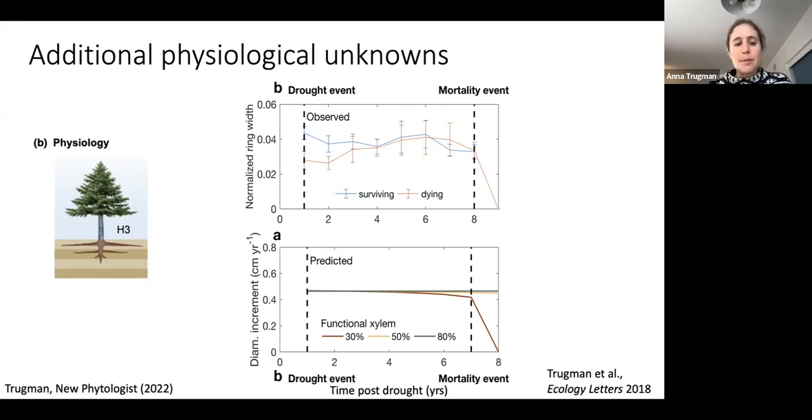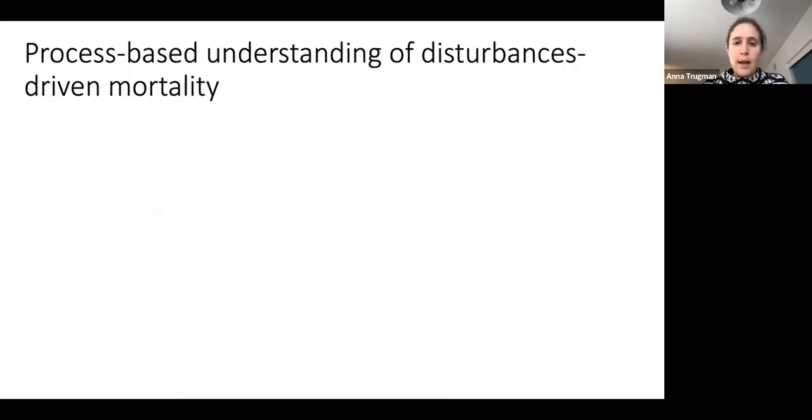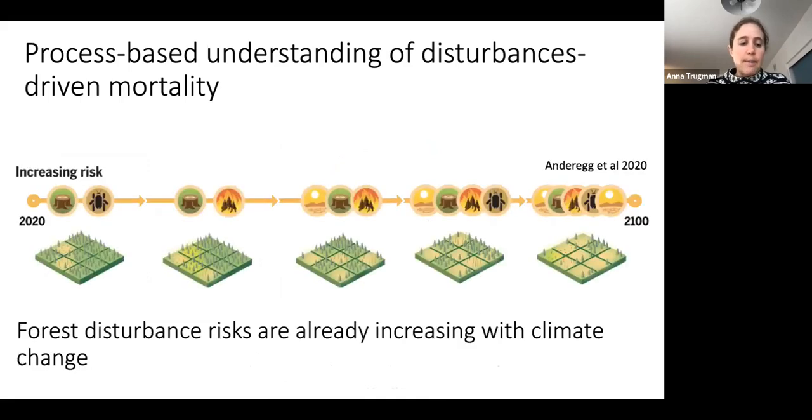Including some of these processes in larger scale land surface models that are used potentially in a coupled climate context could be really useful for understanding changes in drought mortality and also improving carbon cycle prediction. And then incorporating and understanding process-based disturbances in larger scale models that are used for climate prediction.